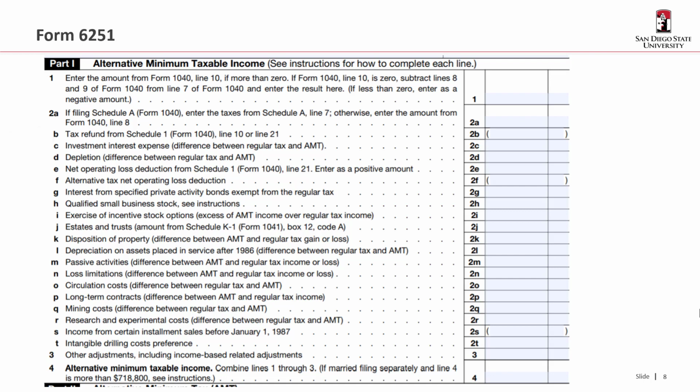Net operating loss deduction. You have to calculate a different NOL for AMT purposes. Line I, exercise of ISOs. You'll see that's the add back. And then there are some other minor differences that tend to be pretty uncommon, except for the highest income taxpayers. So you combine all that together and you get AMTI, right? So that is before the exemption.